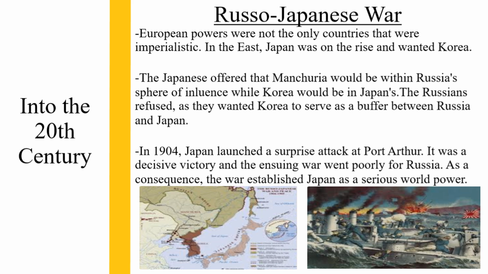The Russians refused this, as they wanted Korea to serve as a buffer between Russia and Japan. In 1904, Japan launched a surprise attack at Port Arthur. It was a decisive victory, and the ensuing war went poorly for Russia. As a consequence, the war established Japan as a serious world power. So here I've included both a map of the war and a painting. This war was a humiliating loss for Russia because they lost to what was perceived as a backwards Asian country. And it could have been avoided because Japan just wanted Korea, and they were willing to say Manchuria could be Russia's sphere of influence. But Tsar Nicholas refused, and the war went poorly for him.